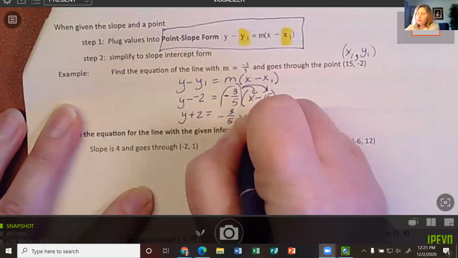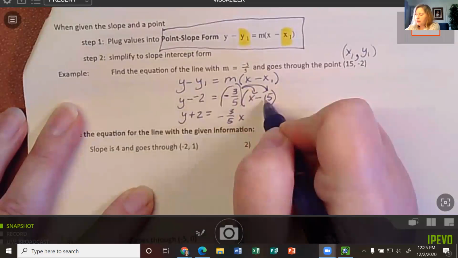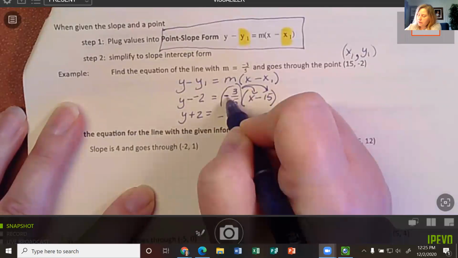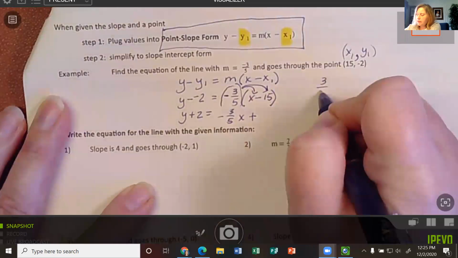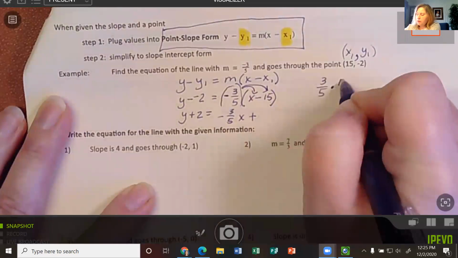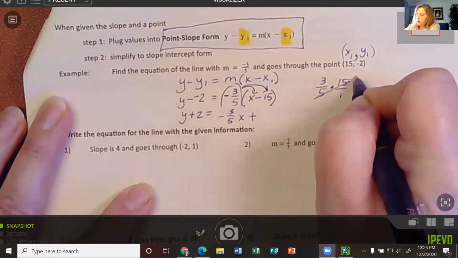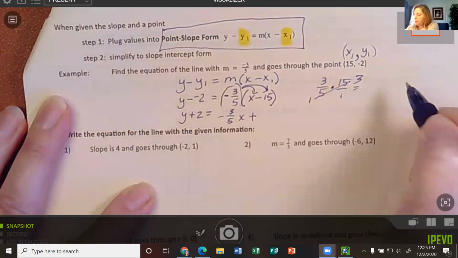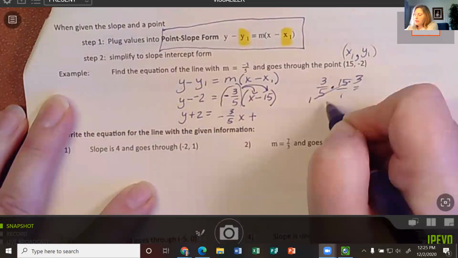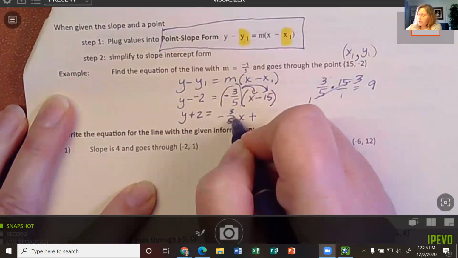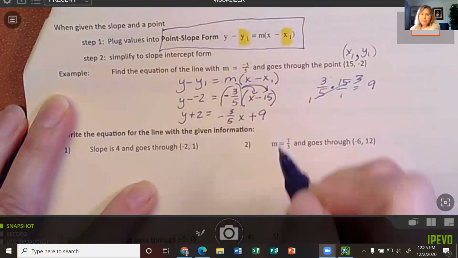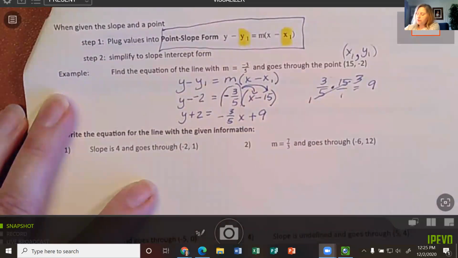Okay, and then negative 3/5 times negative 15. And negative times a negative is a positive, so we write a plus. And 3/5 times 15 is, we do our cross canceling. Okay, those are both divisible by 5. That's 9. So y plus 2 equals negative 3/5 x plus 9. Okay, so this is still not quite simplified.